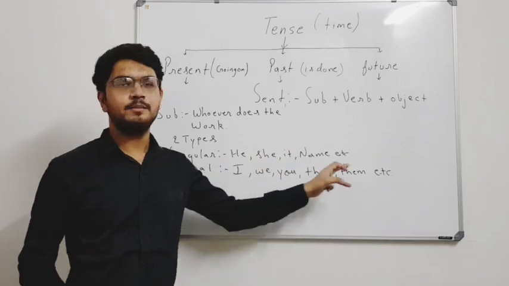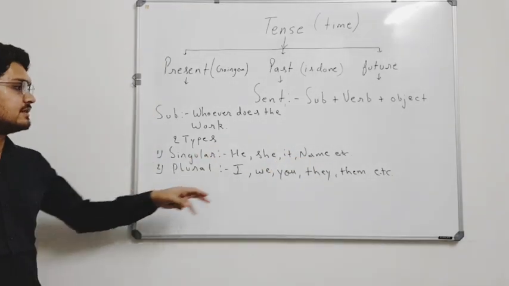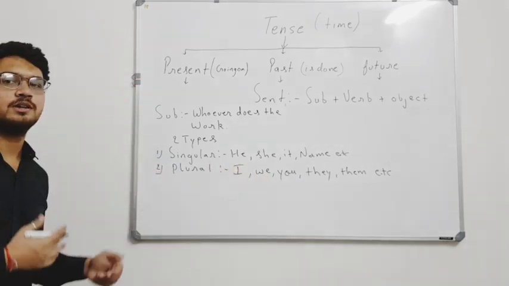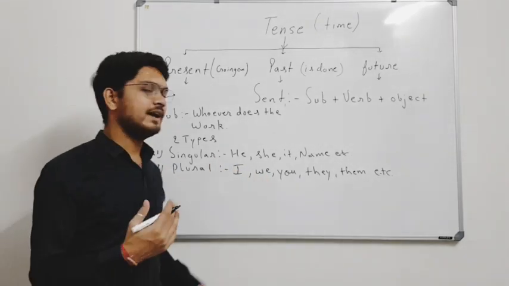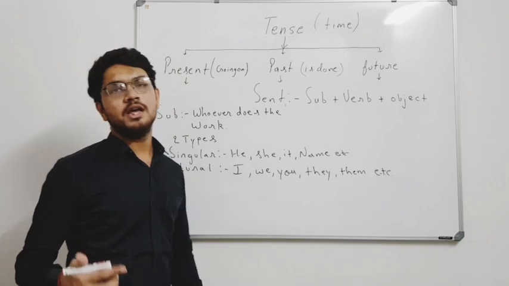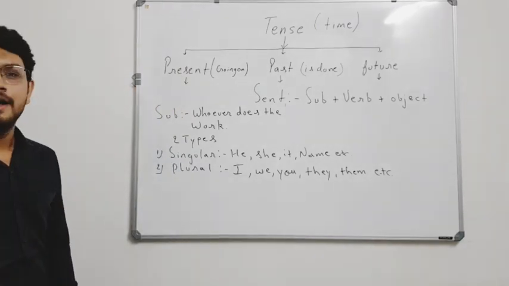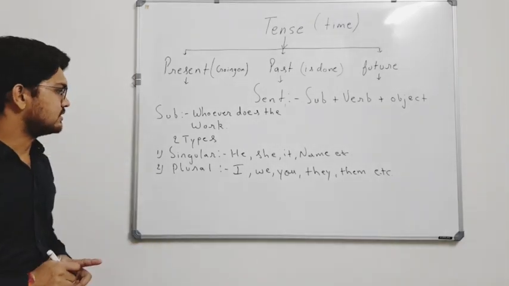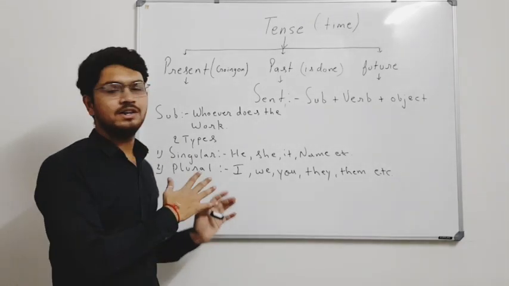He, she, it, name, etc. These are singular ones. Somebody's name, anybody's name, your name, my name, your friend's name, your father's name, your mother's name, anybody's name could be there. Plural we have I, we, you, they, them, etc. So that is how you can say that there is a plural subject also. So this is all about subject.